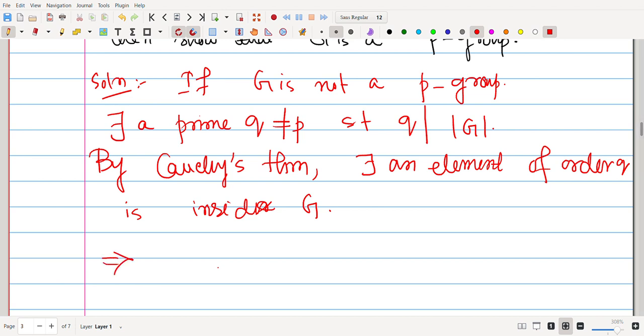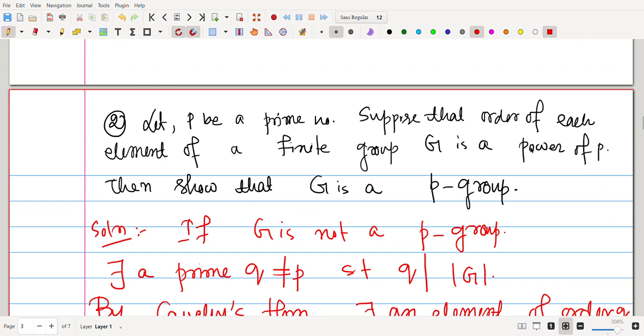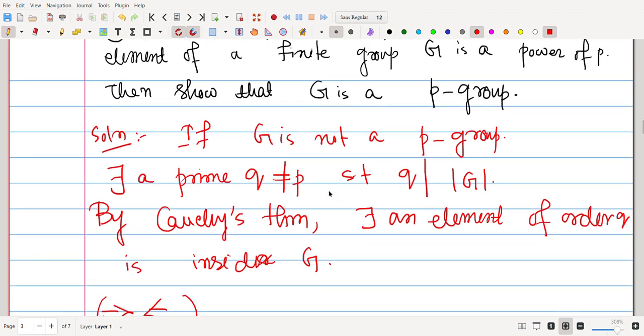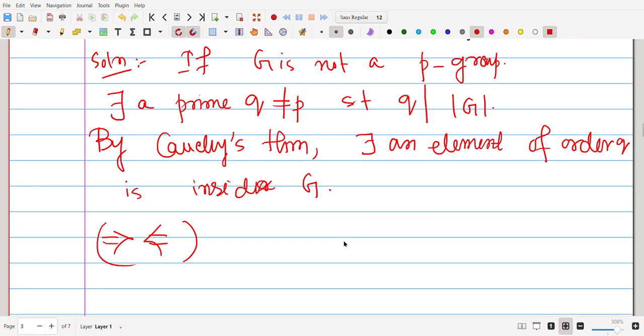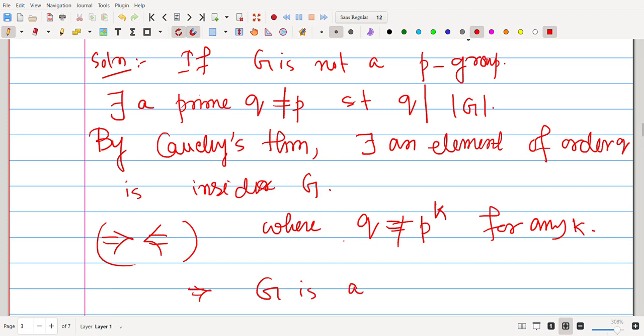This will contradict our given condition, because our given condition says that the order of each element of a finite group G is a power of P. But here we find an element by existence, by Cauchy's theorem, such that that element has order Q, which is not equal to P. So Q is not a prime power, Q is not P power K for any K. Right? So hence G has to be a P group.